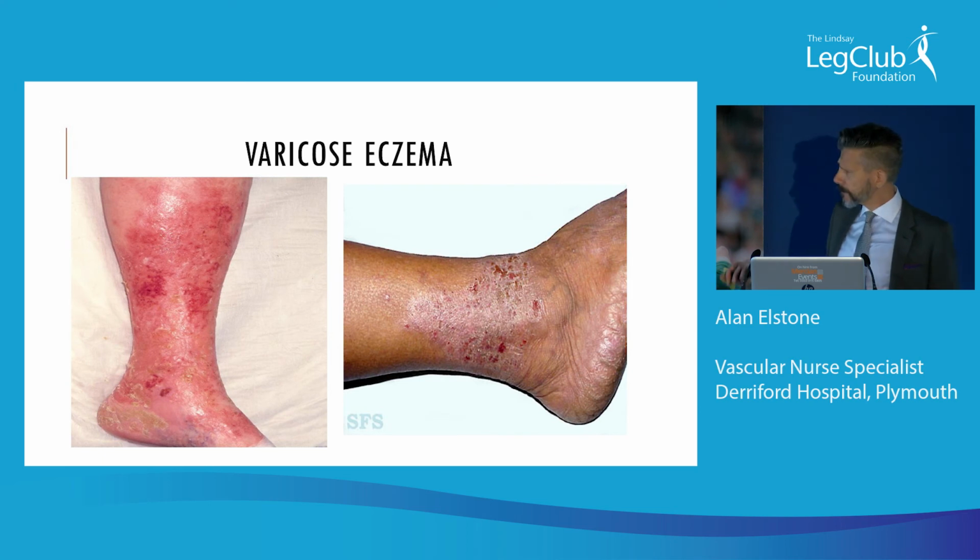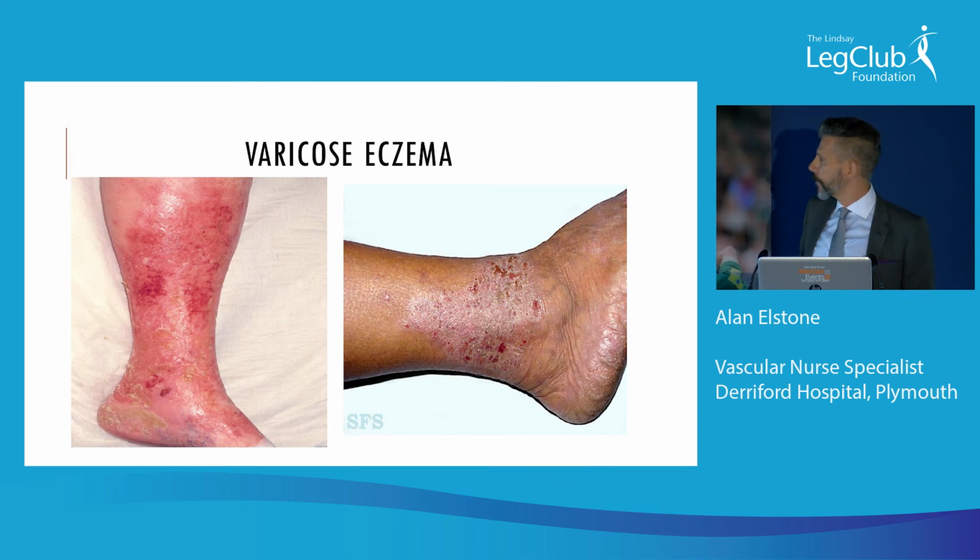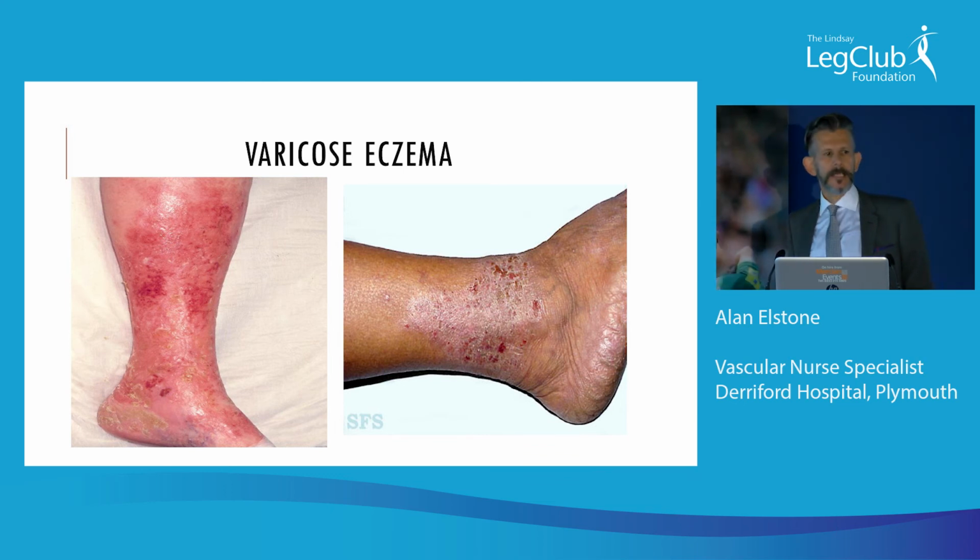Varicose eczema. Again, when you've got proteins and amino acids flowing down the veins into the skin, it starts to change its integrity. So we end up with dry, itchy, flaky skin, which is often treated fairly conservatively.